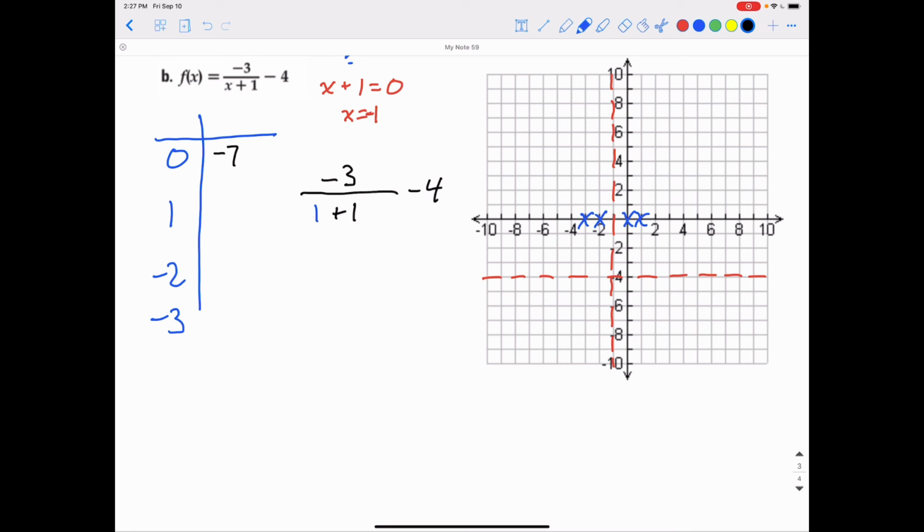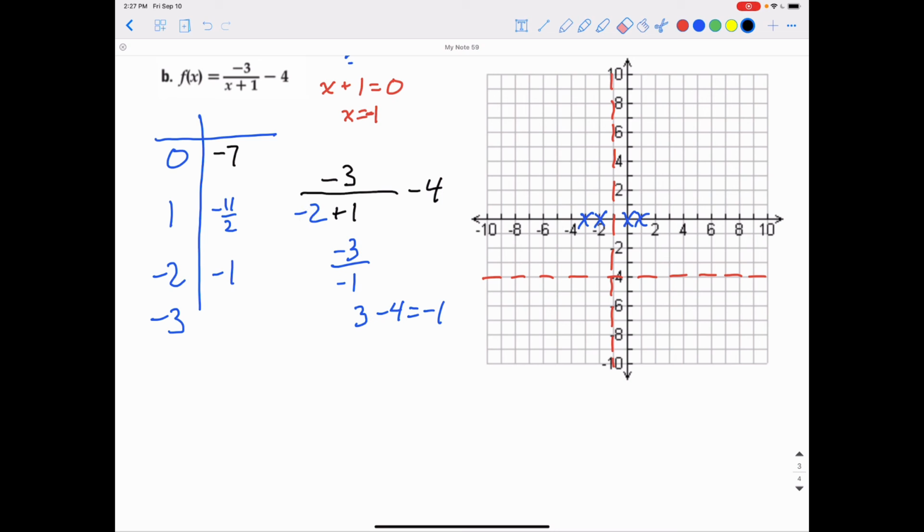So negative 3 over 2 is what we're going to come up with. So that's negative 3 halves. Negative 3 halves minus 4 is going to be negative 11 halves, or negative 5.5. And then on the other side, we'll have negative 2, so plug in negative 2. So that'll be negative 3 over negative 1, which is positive 3, and 3 minus 4 equals negative 1.